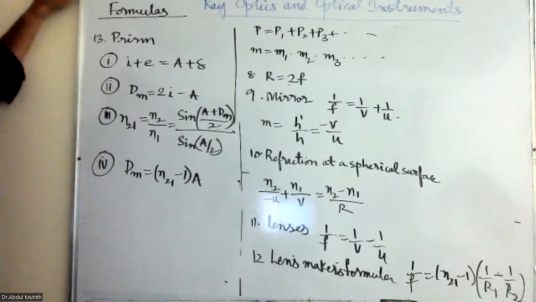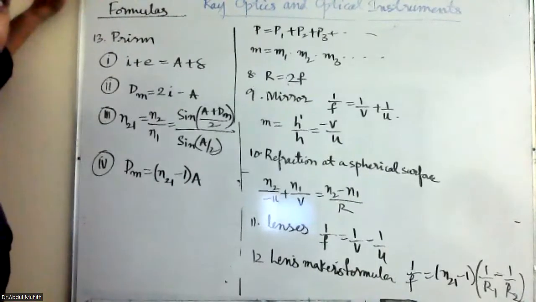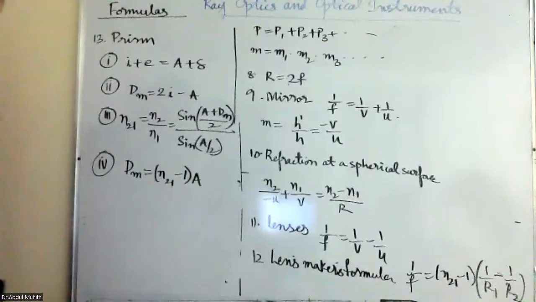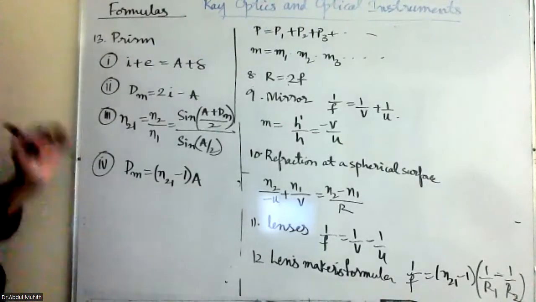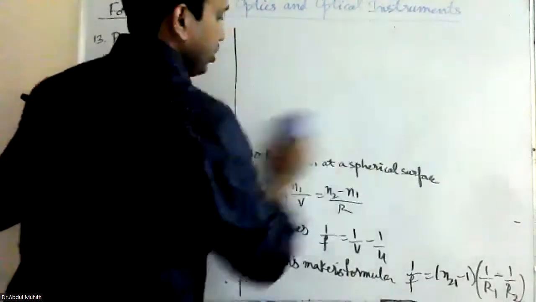So these 4 are very, very important. They can be used in a numerical or something like that. Write the telescope and microscope formula.